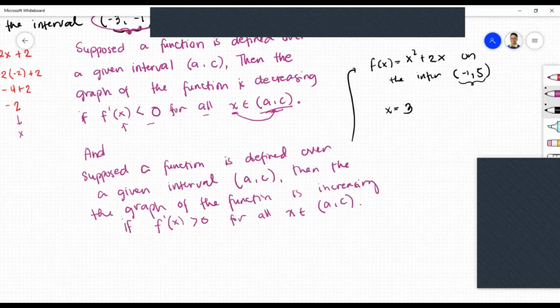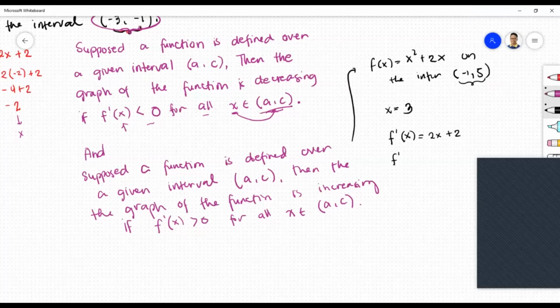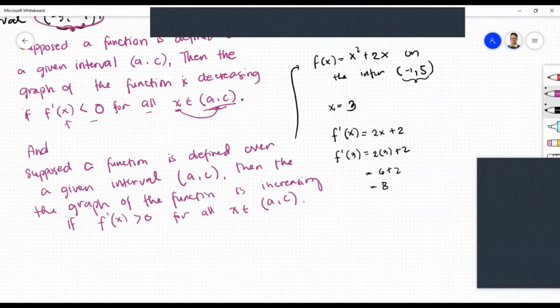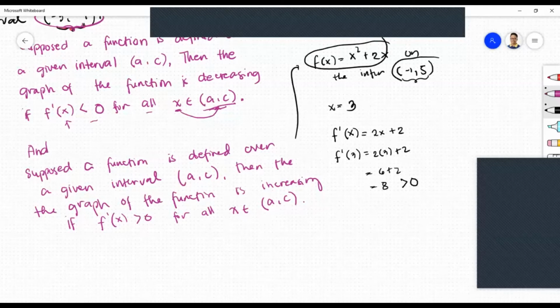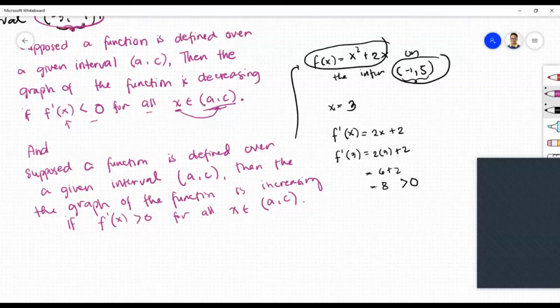Next, we're going to take the derivative of the function. The derivative of the function, guys, is 2x plus 2. And we're going to be substituting this 3 into the derivative. So f prime of 3 gives us 2 times 3 plus 2. This is 6 plus 2, and that's equal to 8. Is this greater than 0 or less than 0? It is greater than 0, right? So this follows that the function, for this given interval, is increasing.